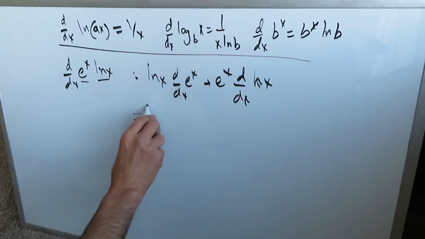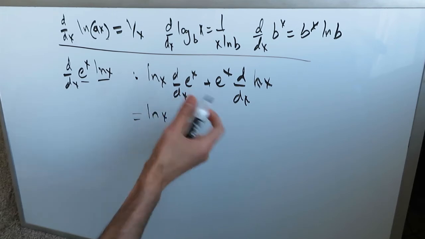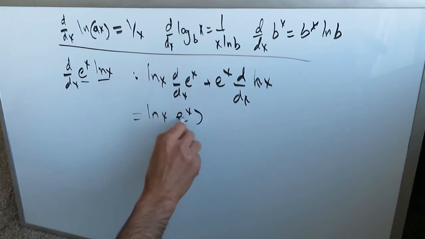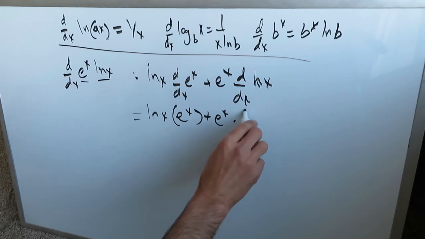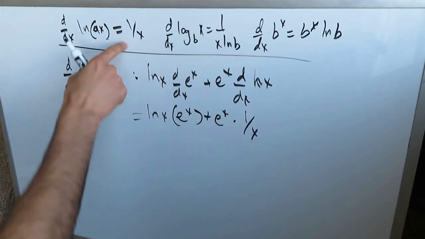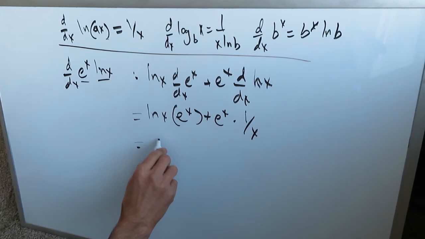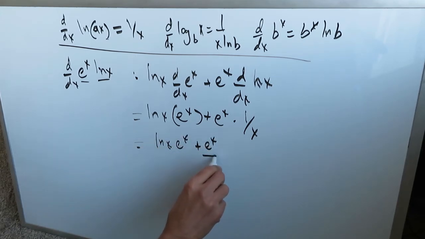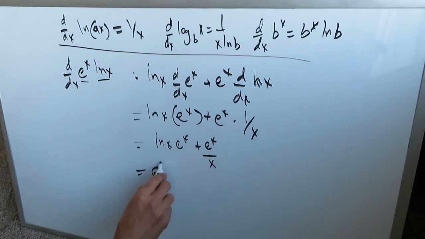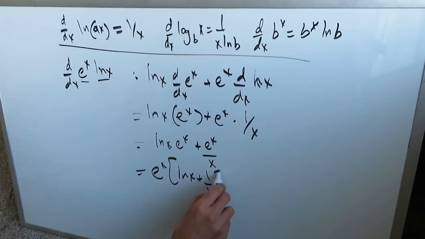We take this to the next level. ln x multiplied by the derivative of e to the x is just e to the x, easy. And e to the x multiplied by the derivative of natural log x, which is just 1 over x. You bring everything together and get ln x e to the x plus e to the x over x. Look for a common term. e to the x is a common term. Isolate e to the x, and you get in the parentheses ln x plus 1 over x, and you're done.